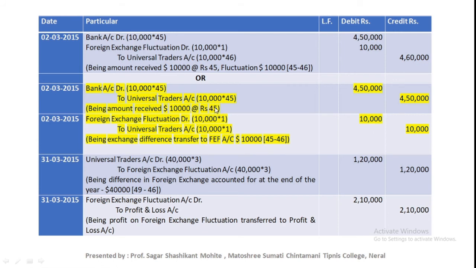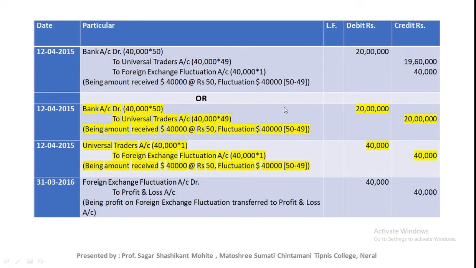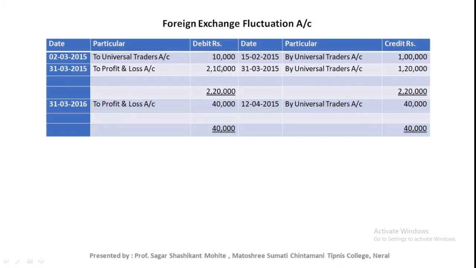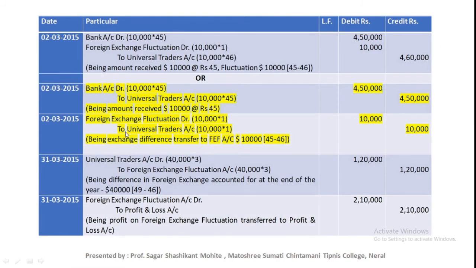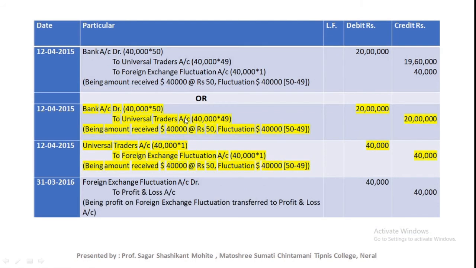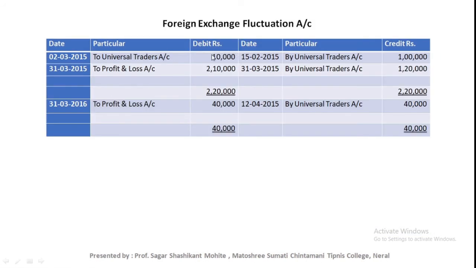Now transfer the foreign exchange fluctuation balance to the FEF account, that is the foreign exchange fluctuation account, on 2nd March 2015. FEF account is debited. That's why on the debit side of the FEF account, to universal trader account rupees 10,000.